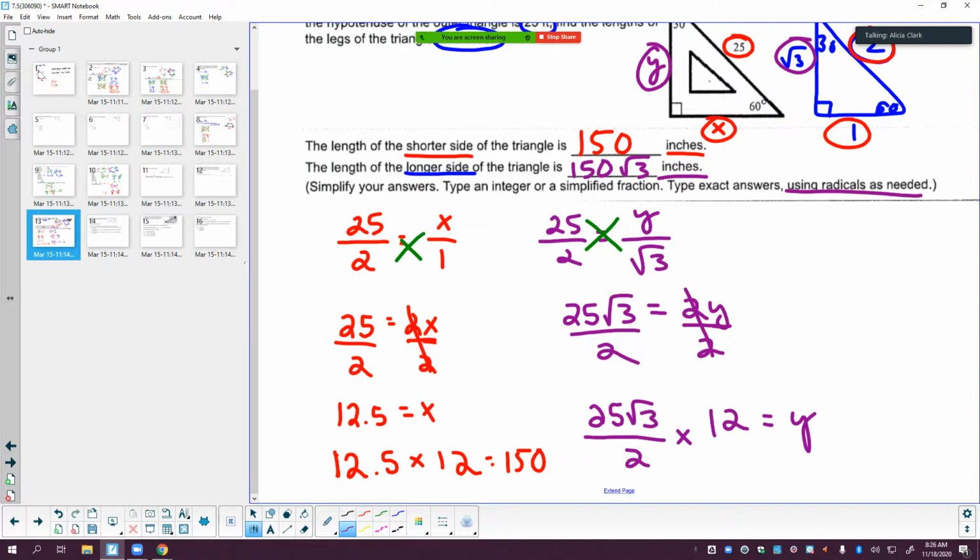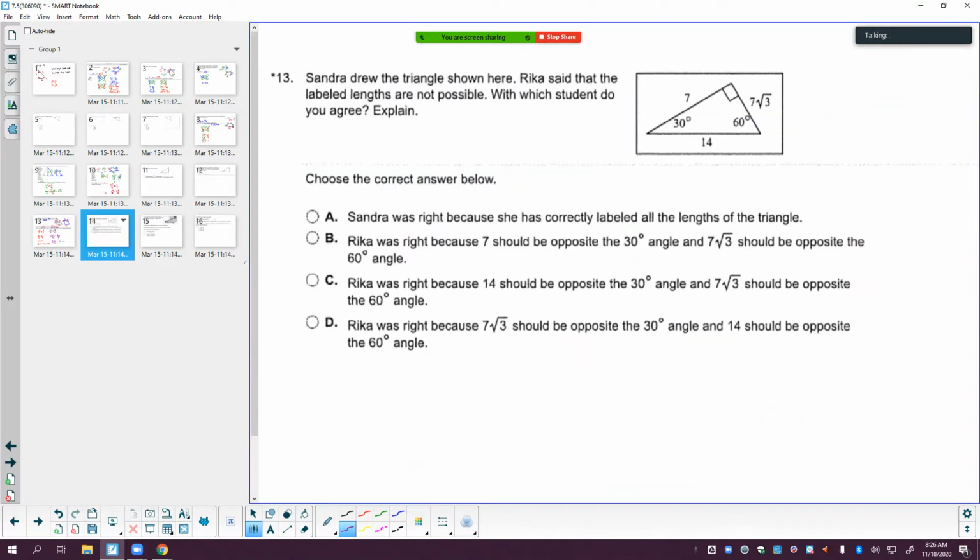So the last one that we're going to do is this one right here. It says, Sandra drew the triangle shown here. Rika said that the labeled lengths are not possible. With which student do you agree? She's saying that across from the 30 is 7 square root of 3, across from the 60 is 7, and across from the 90 is 14.